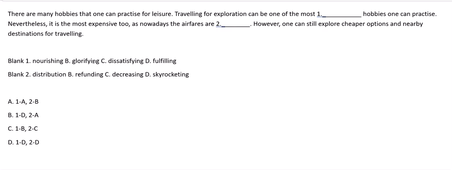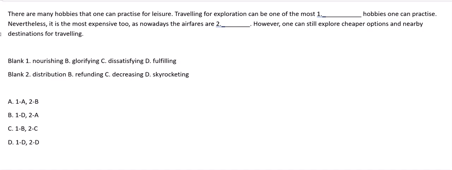If you see dissatisfying, it is completely unrelated to that blank. They are saying it is one of the most enjoyable hobbies, but here dissatisfying is mentioned, which is not intended to come in that blank. The final option is fulfilling. Fulfilling means enjoyable, purposeful, and having a bit of satisfaction. Hence, option D will suit blank one.